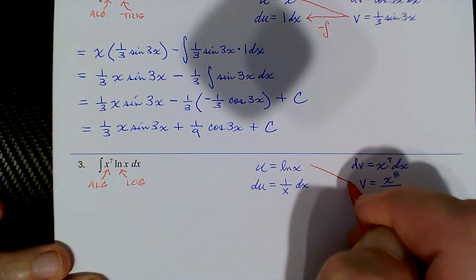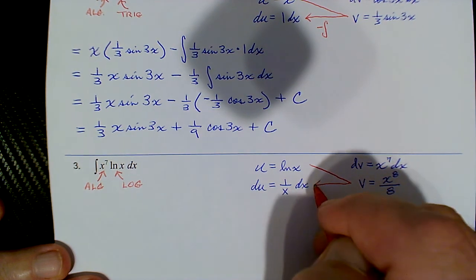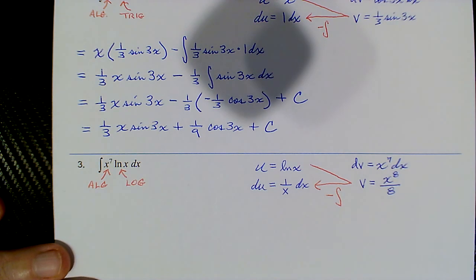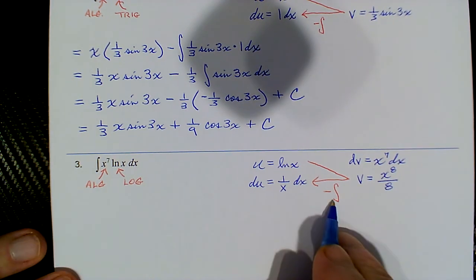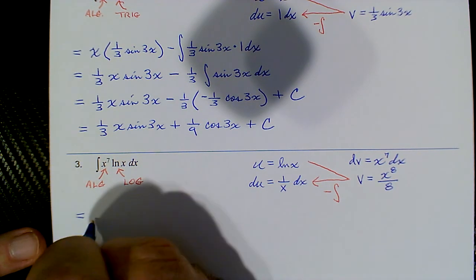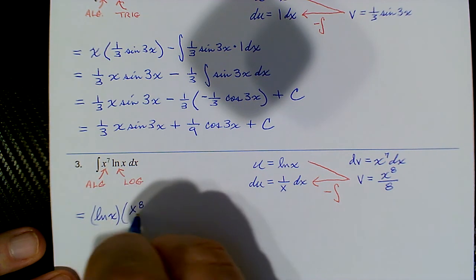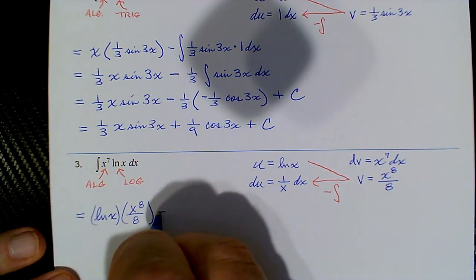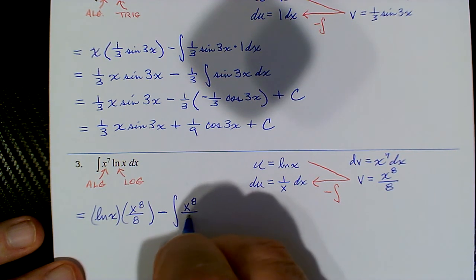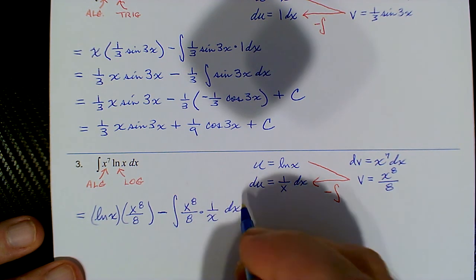Then the integration by parts formula can again be realized by the product of the diagonal to give u times v, and then minus the integral of the product of the horizontal to give us minus the integral of v du. And so we have, this is now equal to u natural log of x times v x to the 8th over 8, and then minus the integral of v x to the 8th over 8 times our du, which is 1 over x dx.